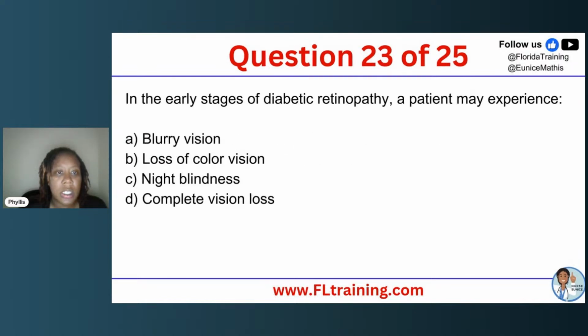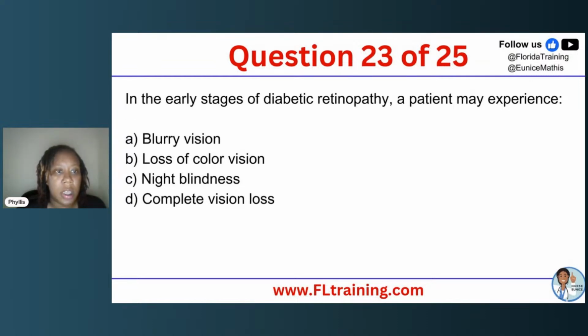In the early stages of diabetic retinopathy, a patient may experience A, blurry vision, B, loss of color vision, C, night blindness, D, complete vision loss. A, B, C, or D? Let's see. Drop those answers in the chat and let's see what you have.